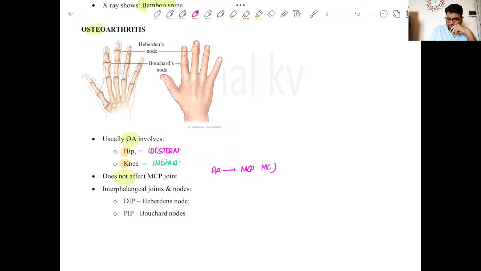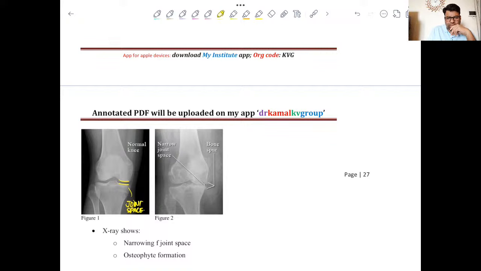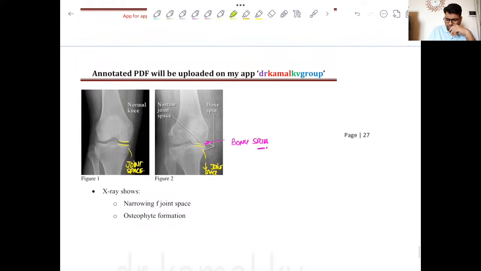Now what we'll see on X-ray. Now this is a normal knee joint where we can see joint space, and this is actually occupied by articular cartilage. And when this articular cartilage will degenerate, the bony ends will come closer, and this is appreciated as decreased joint space. Clear? Apart from this, there can be formation of some bony spurs also, like this. So this is bony spur. So on X-rays it is quite easy to identify. So narrowing of joint space and osteophyte formation.